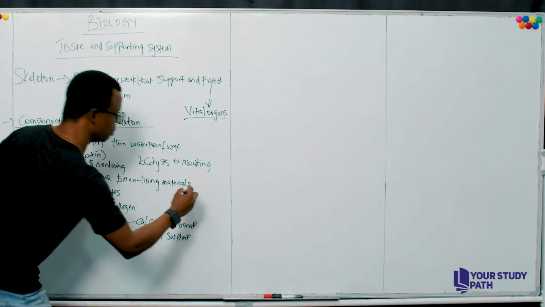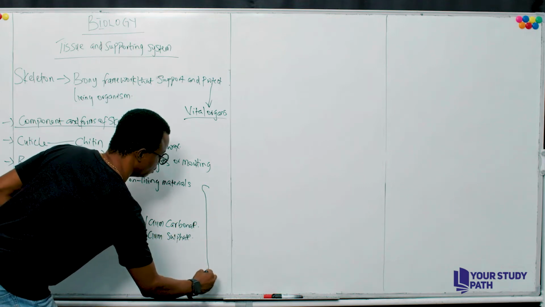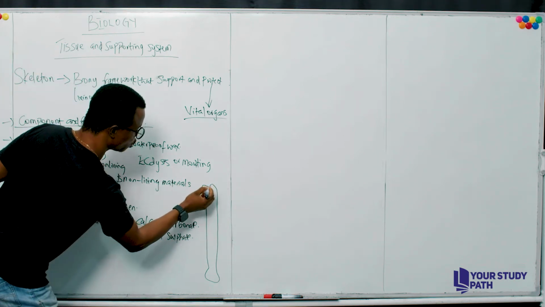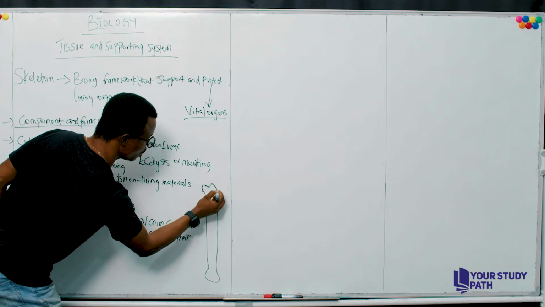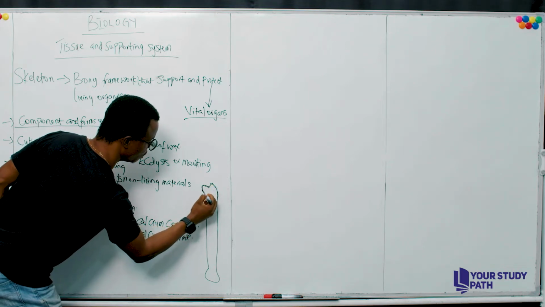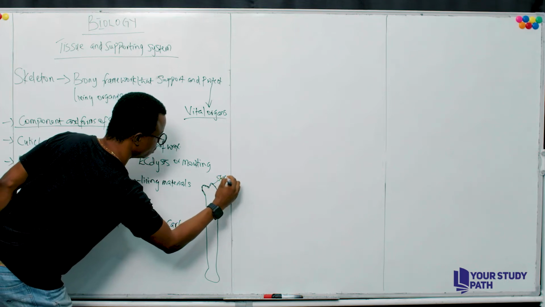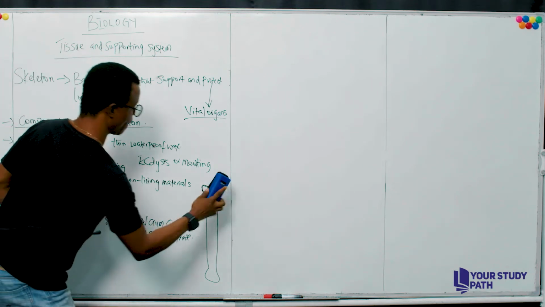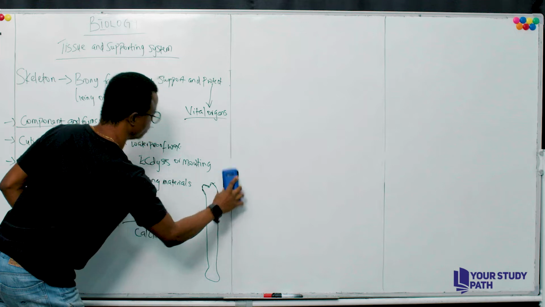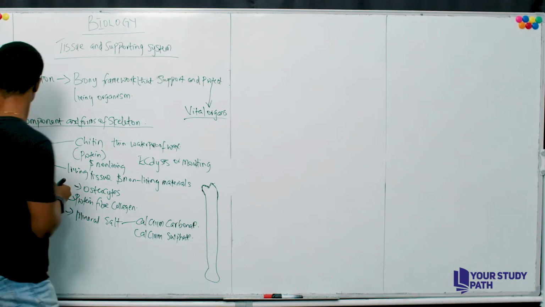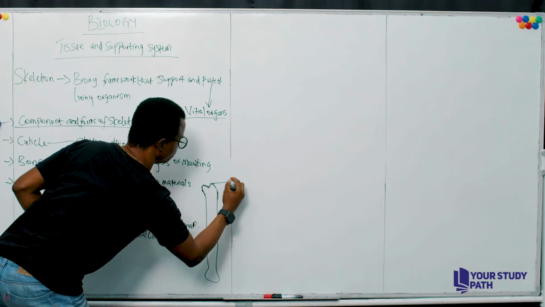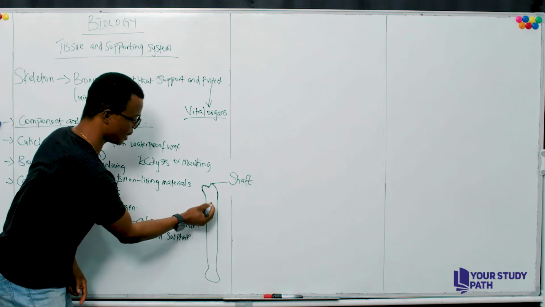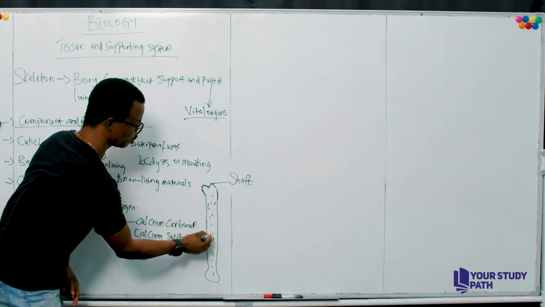So for the bone, let's assume the bone looks like this. The outer part of the bone, which is much stronger and tougher, is known as the shaft. The shaft. Of course, the internal part of the bone, we all know it's referred to as the marrow.